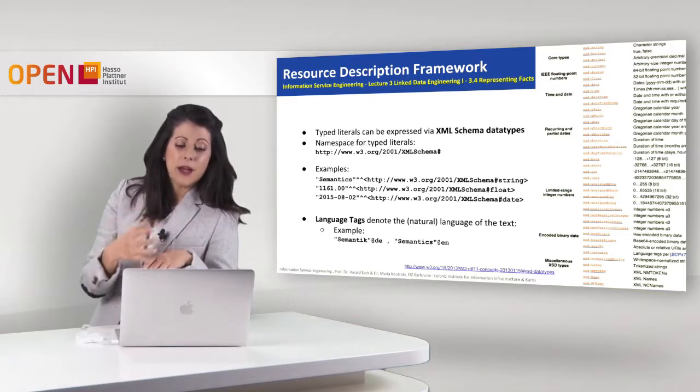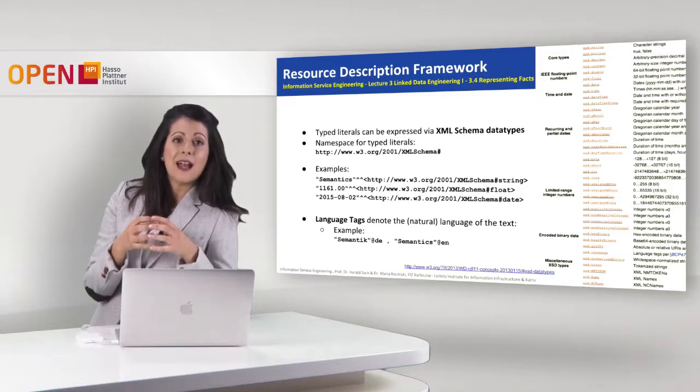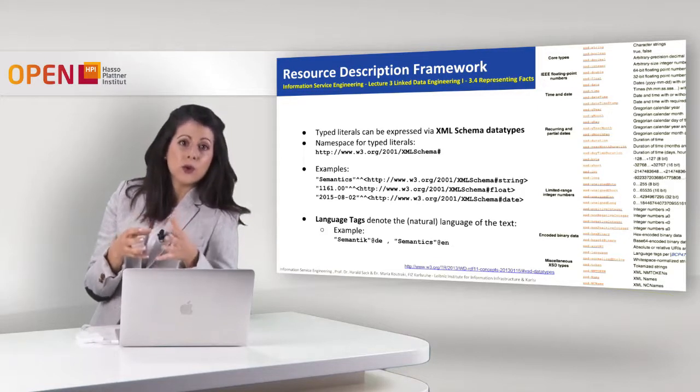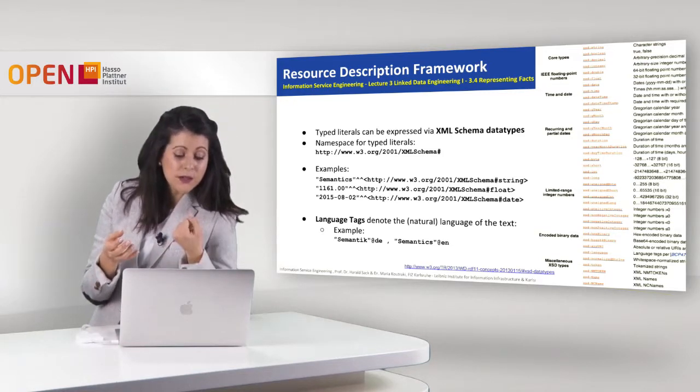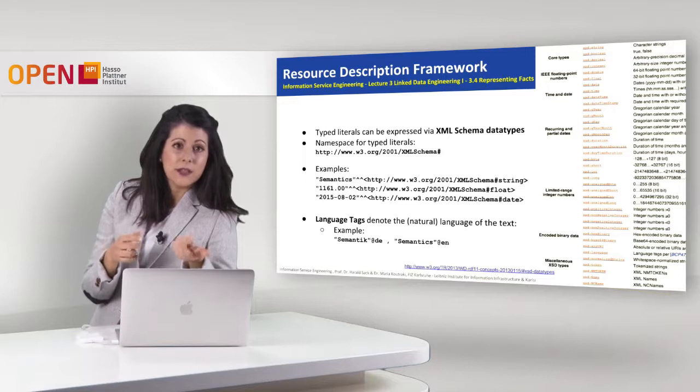But apart from typed literals, we also have extra information that we can provide about literals. And these are the language tags, which denote the natural language of the text. So, for example, the first one here is semantik, with a K at the end, at DE. So this means that it comes from the German language, while the second one, semantics at EN, is in English.